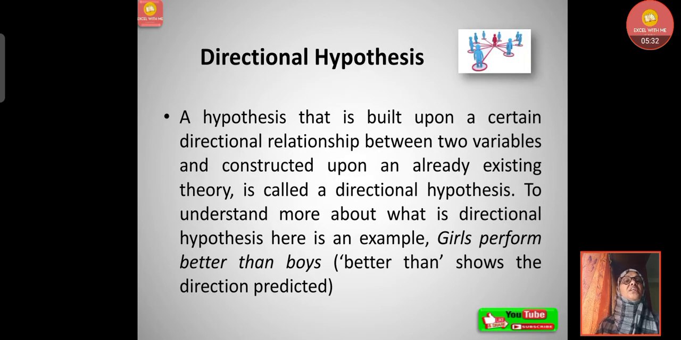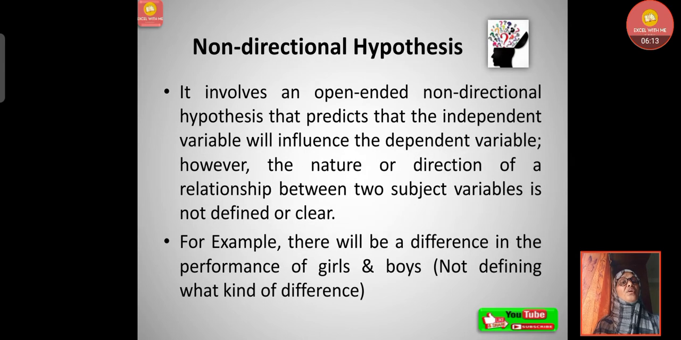Then comes the directional hypothesis. A hypothesis that is built upon a certain directional relationship between two variables and constructed upon an already existing theory is called a directional hypothesis. To understand more about what a directional hypothesis is, here is an example: girls perform better than boys. Here, 'better than' shows the direction of the prediction. Already we are assuming that girls perform better than boys. That is some direction we have to go for our research.